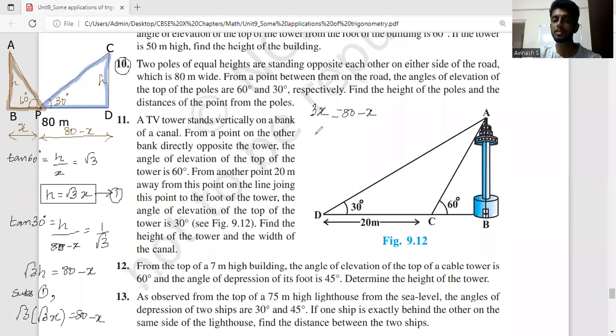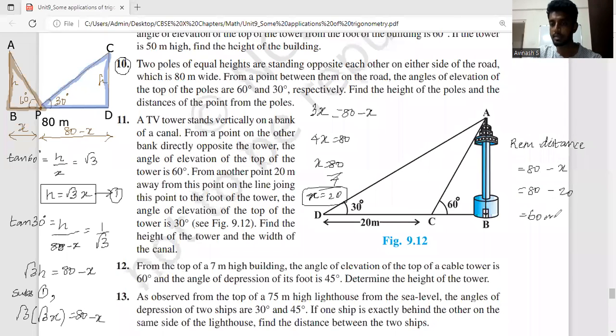Now this minus x, when it comes to the left side, gets added and becomes 4x. So 4x equals 80, x equals 80 divided by 4. You get x is equal to 20. This is the value of x, which is 20. And we all know if x is 20 and the whole road is 80, the remaining distance, that is the distance from the other pole, will be 80 minus x. That is what we have assumed. So now we have got the value of x as 20, so the remaining distance will be 60 meters.